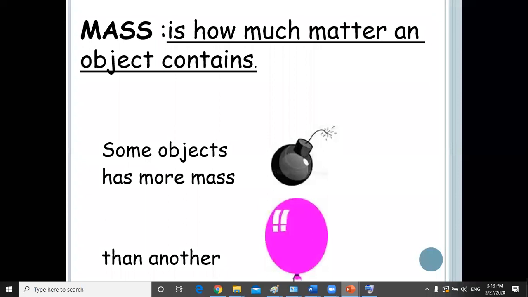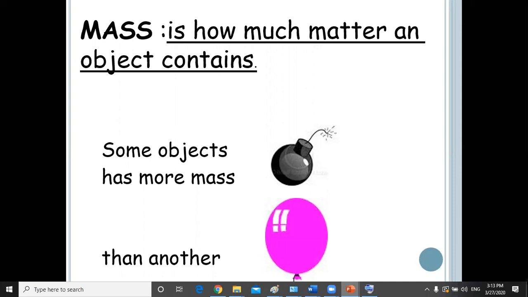Look at these two objects, please. We have a bomb here and we have a balloon. I want to ask you here, which one has more matter? Which one has more matter? Tell me. Yes, great job. It's a bomb, bravo.